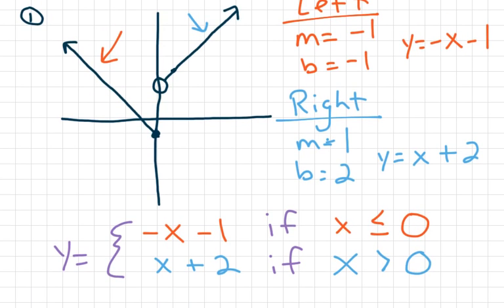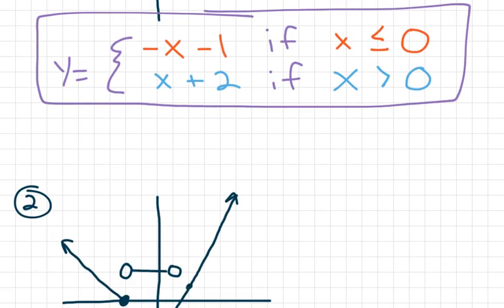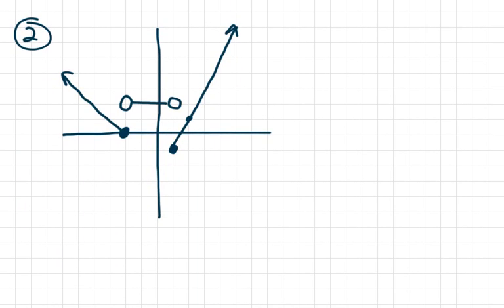Okay, so these two lines right here, this is our final answer. y equals -x minus 1 if x is less than 0, and x plus 2 if x is greater than 0. That would be our piecewise function for the graph there for number 1. All right, let's try one that's a little more complicated. This one has 3 pieces to it. But again, even though it's got 3 pieces, it doesn't really matter. We're just going to continue to do the same thing that we've done.